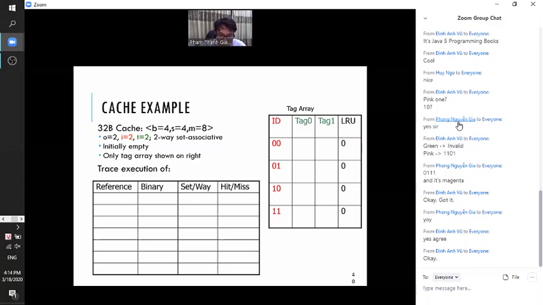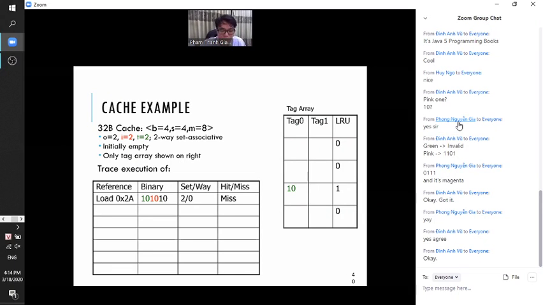Initially, all is empty. When we first load the instruction address 2A, the binary address is 101110. The right two bits are the offset, which we can neglect. The first value is 10, and the index is 10. Index 10 is here, the third place, right? And the value written in the tag is 1.